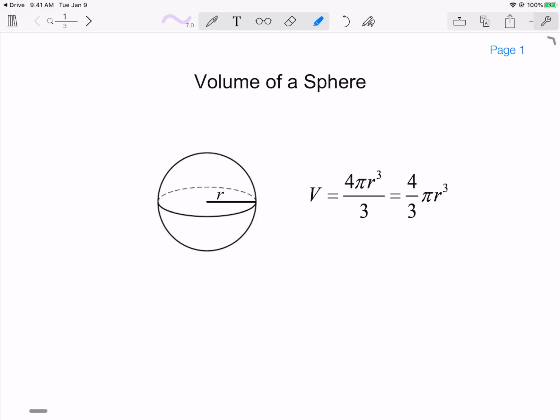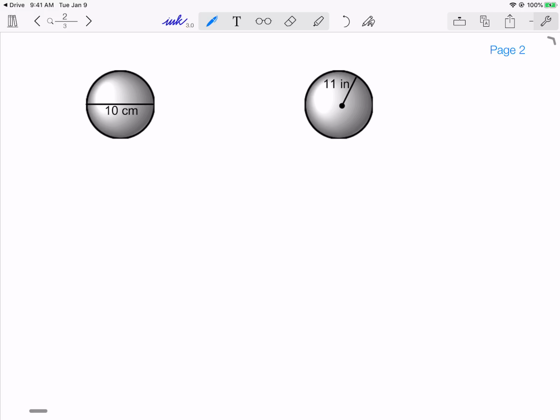So we are multiplying the radius of a sphere times itself 3 times, r cubed, and then that result gets multiplied by 4 pi over 3. So let's take a look at a few examples.